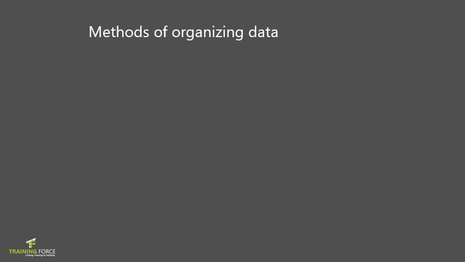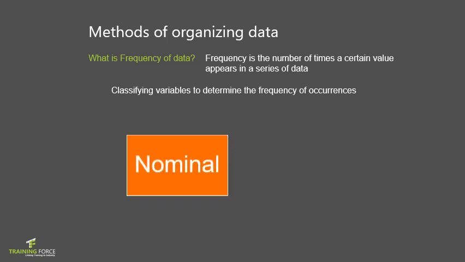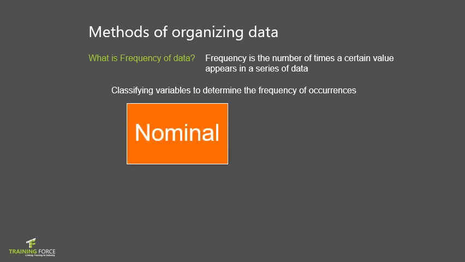So what is frequency of data? Frequency is the number of times a certain value appears in a series of data. And when we're classifying variables to determine the frequency of occurrences, we can look at the following ways. We get nominal, which allow for only qualitative classifications. That is, they can be measured only in terms of whether the individual items belong to some distinct different categories, but we can't quantify or even rank order those categories. Okay, so for example, all we can say is that 2 individuals are different in terms of a variable, and they are maybe from different races, but we can't say which one has more of the quality represented by the variable.